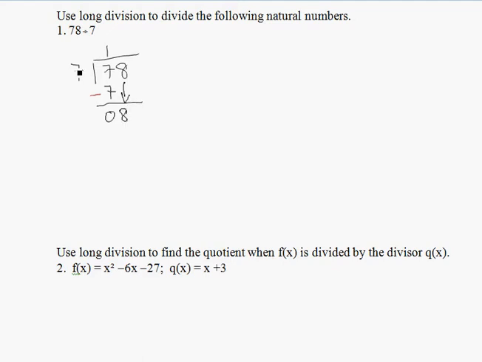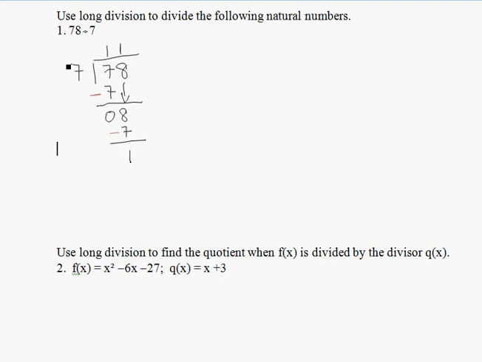And I say 7 times what gives me 8. 7 times what? Well, the what goes up here, so 1. So then I actually do the multiplication. 7 times 1 is 7. I'm then going to change the sign of this 7 to a negative and do 8 minus 7, which is equal to 1. So, not that long division is hard, but I'm going to use this same idea when I'm doing long division with polynomials.